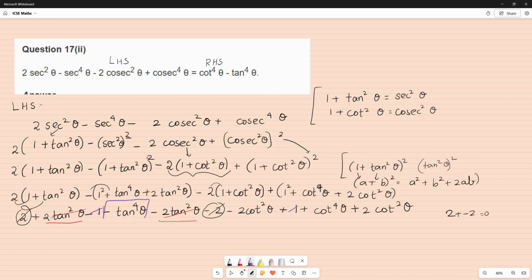So we will circle this, like with a pencil. Then if you see, we have minus 2 cot square theta and plus 2 cot square theta, so we can strike them out; that is also 0. So remaining are only these two. First we can write plus cot power 4 theta. Here we have minus, so minus tan power 4 theta. It's very easy, only thing we have to do is be patient. That is the right hand side. So LHS is equal to RHS.